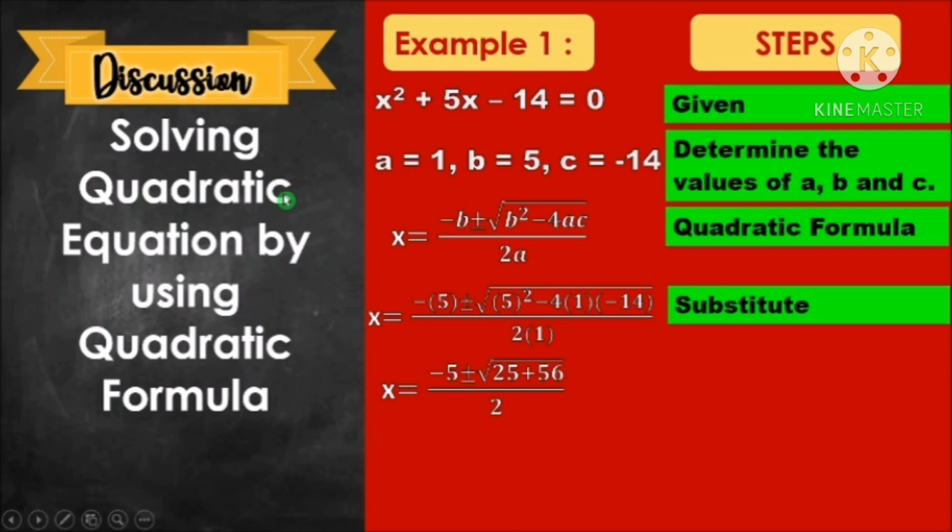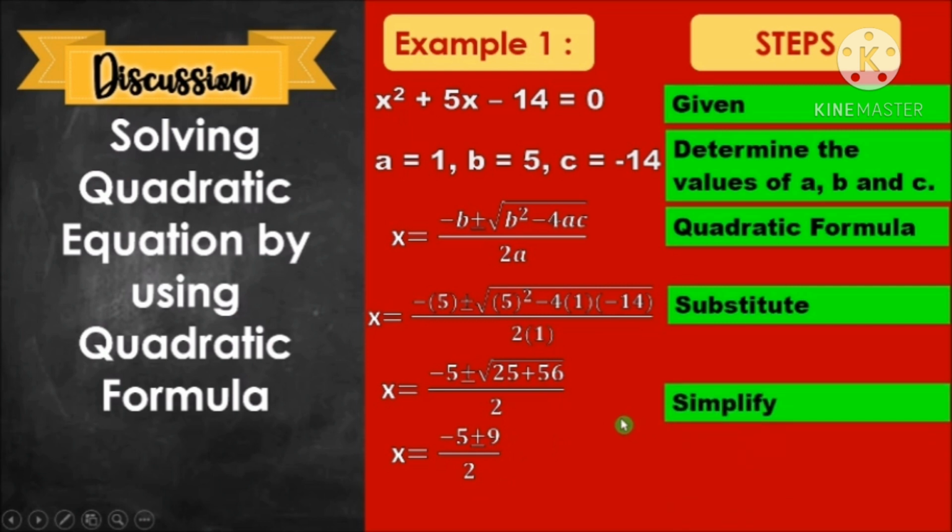So we have to simplify. Negative times 5 is negative 5 plus minus, copy, then square root of 5 squared is 25. Negative 4 times 1 is negative 4 times negative 14 again, then you'll have positive 56. All over 2 times 1, you have 2. Then simplify it more. So copy negative 5 plus minus square root of 25 plus 56 is 81 and square root of 81 is 9 all over 2. That is how we simplify this item.